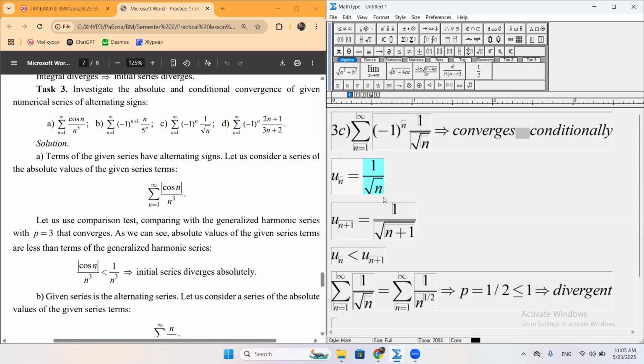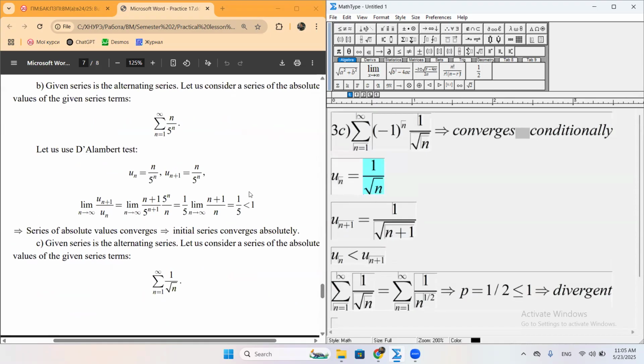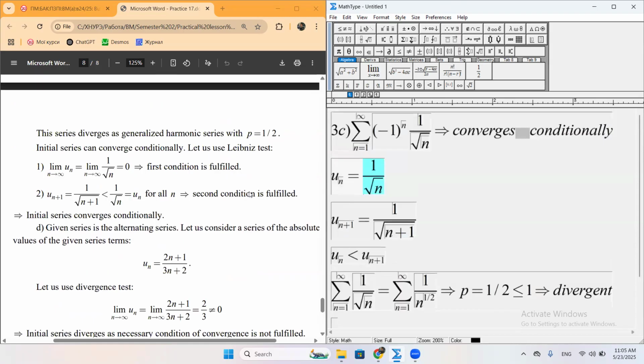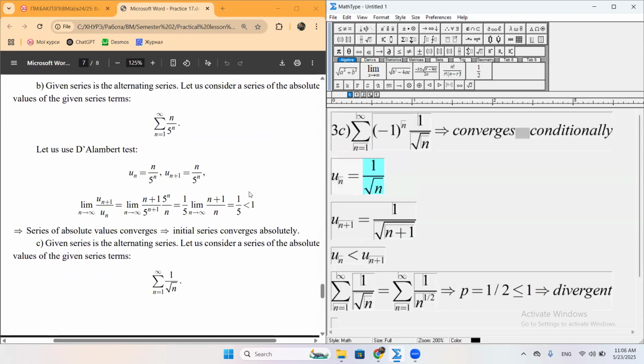Any questions about this exercise? No. Okay. About the whole lesson, about previous lessons, maybe. No questions. Okay, if no questions, let's finish for today.